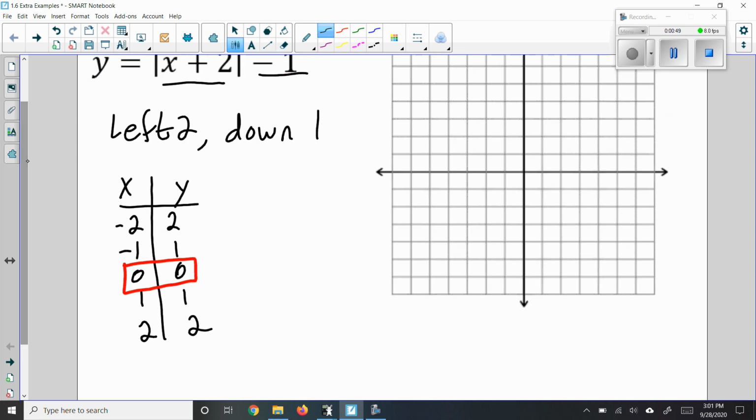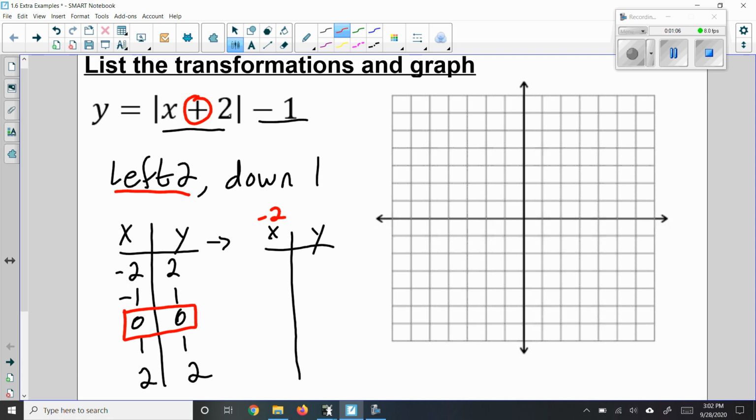Okay, so this is going to create a new table, a transformed table. The left 2 means that we're going to subtract 2 from the x values. Remember, x inside is opposite, and since this is plus, that means we're going to do the opposite, which is subtract. This -1 on the outside, well, that tells me we're going to subtract 1 from the y values.